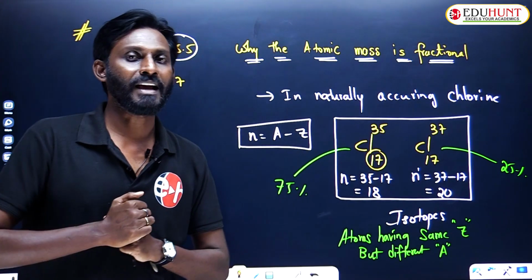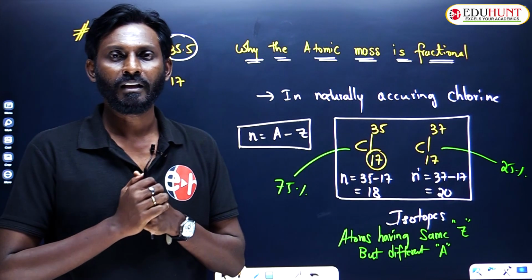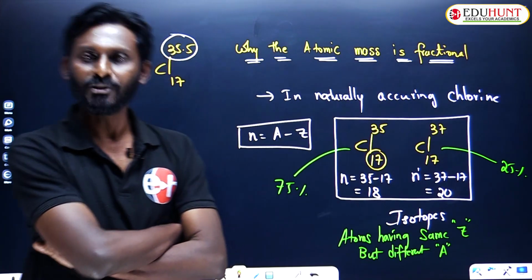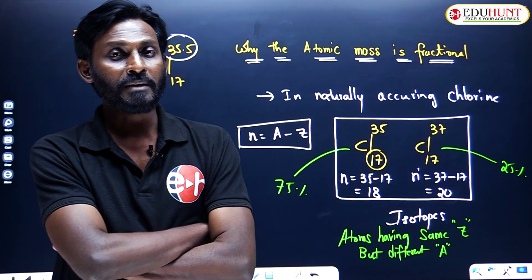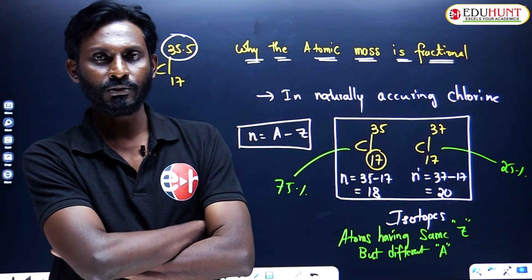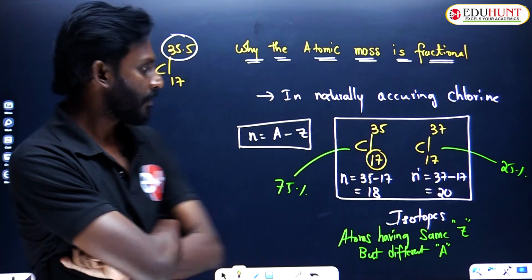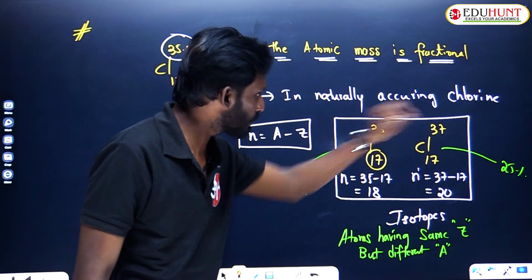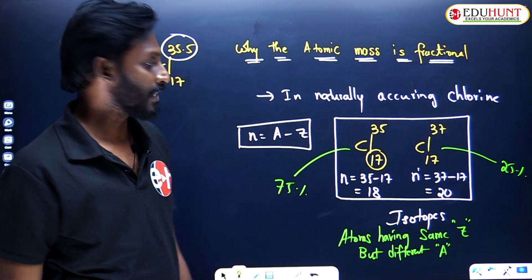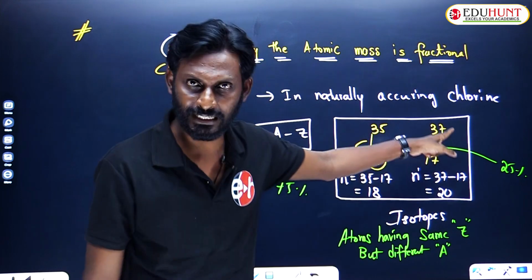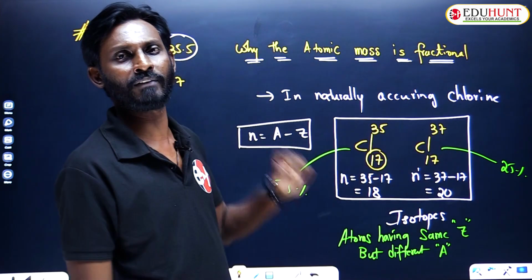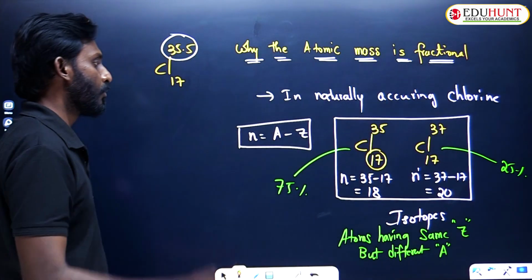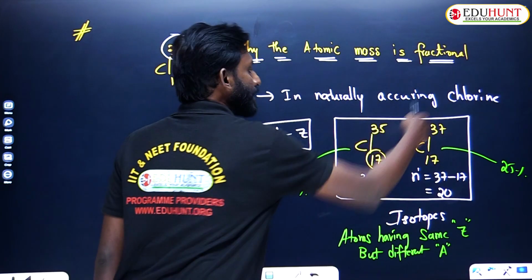Now, if I ask you an important question, what is the atomic mass of chlorine? What's your answer? By just looking at this atom, you will say 35. No, in nature that is also available. Or just looking at that atom, you will say 37. No, in nature this is also available. When I say chlorine, both are available, right? So only telling the mass of this or that is not correct.